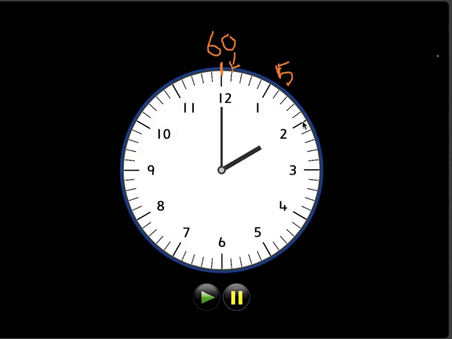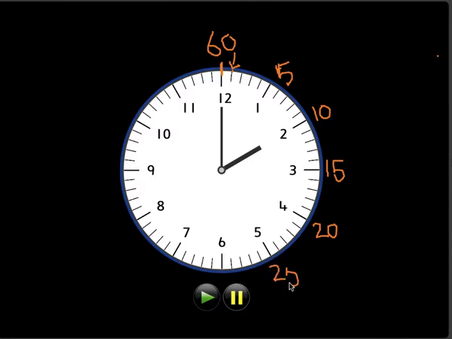What are 2 steps of 5? Let's check. 5, 6, 7, 8, 9, 10. What are 3 steps of 5? 3 steps of 5 are 15. What do you notice we're counting by? 5, 10, 15. What do you think 4 steps of 5 is? 20, right? 20. What's 5 steps of 5?